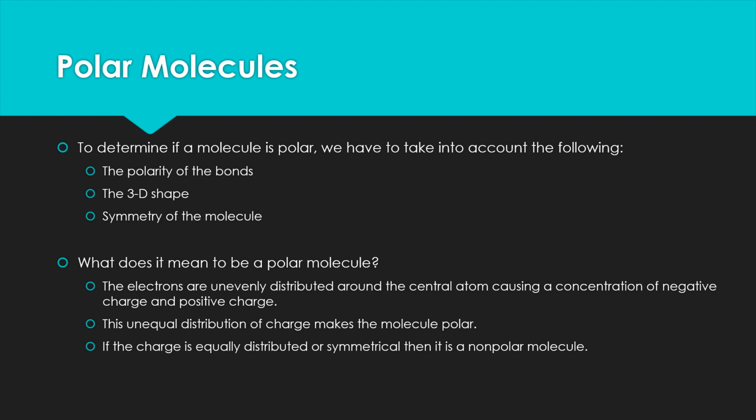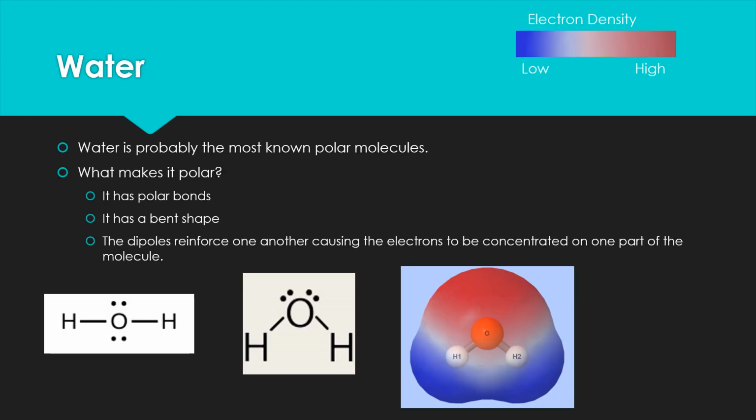So what does it mean to be a polar molecule? Well, the electrons would have to be unevenly distributed around the central atom, causing a concentration of negative charge and positive charge. This unequal distribution of charge makes the molecule polar. If the charge is equally distributed or symmetrical, then it is a nonpolar molecule. So let's start by looking at a polar molecule example.